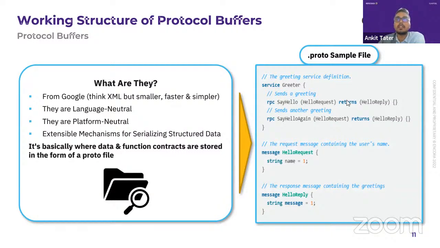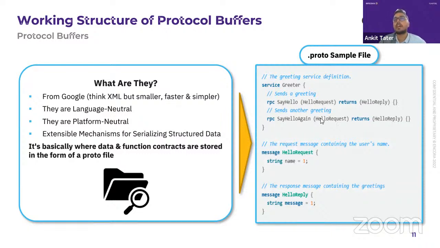Here is a simple example of how we create a proto file. Here we have two objects: HelloRequest, which has a data type string with the variable name called name, and HelloReply, where you have a string called message. These are the services defined. Think of these as APIs. You're exposing an API, right?